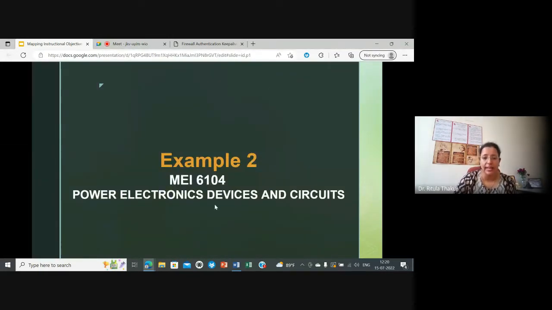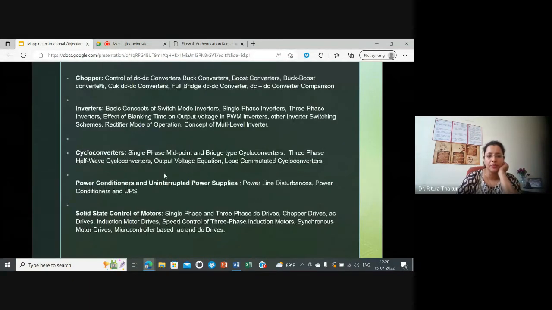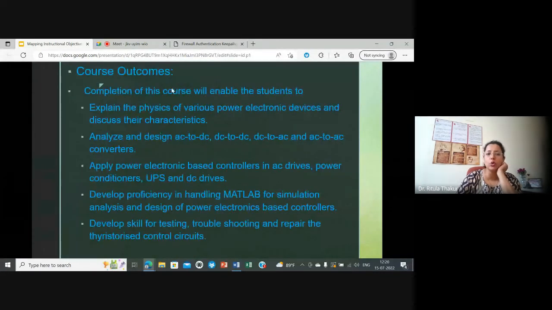Similarly, this is the second subject, by which I will tell you how to write your course objectives or COs. And this subject was more of an analytical subject. So that's why I've taken two examples here. So these are the various topics which are covered here, and these are the course outcomes which I have created out of this.